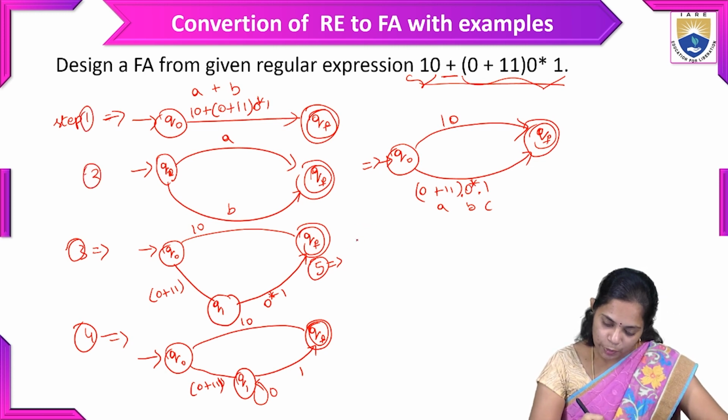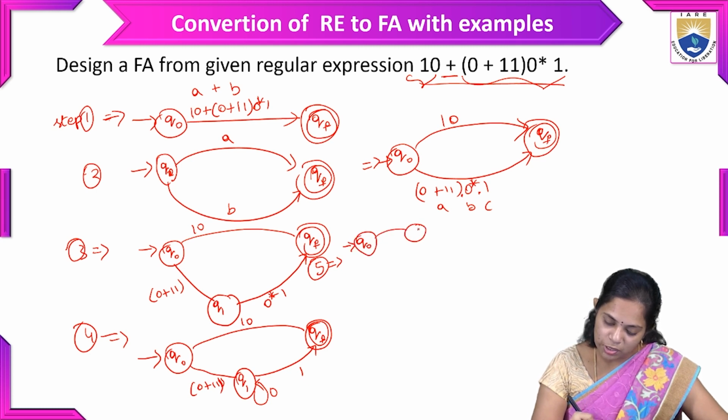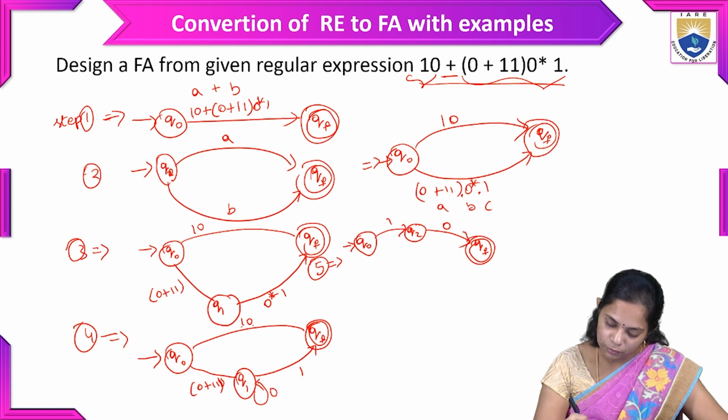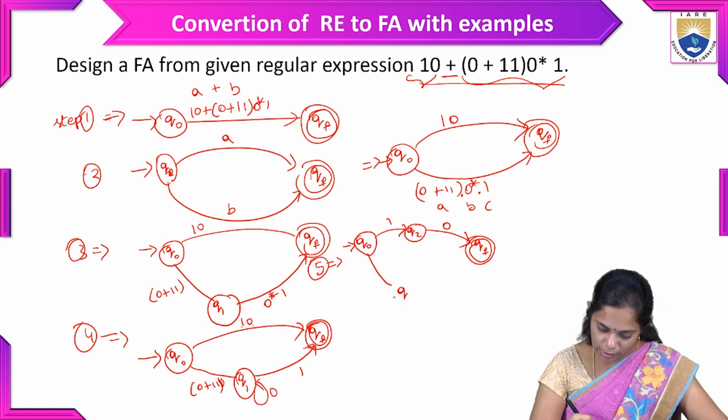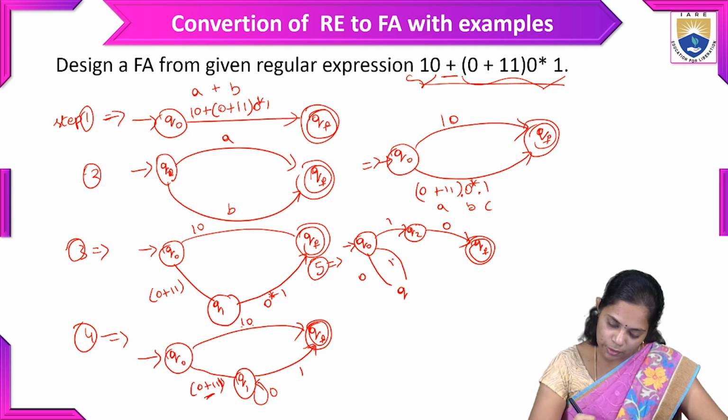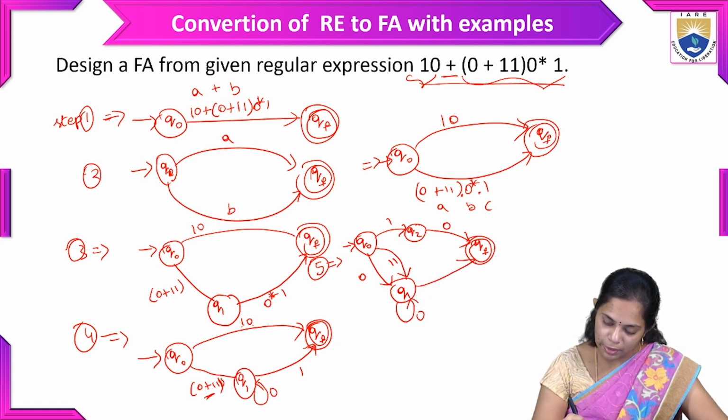In the fifth step, Q naught is the initial state, and we'll give one more state in between, Q2, and here I am dividing A dot B. So 1 and 0, and the final state is QF. Here in between we have taken the plus symbol, and we are dividing this one. Both are given to the same state Q1, with the self loop 0, and it is divided 1.